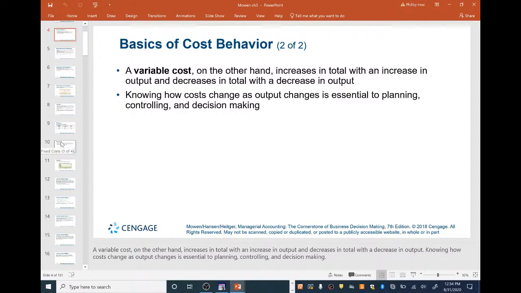Okay, a variable cost, on the other hand, increases in total with an increase in output, and decreases in total with a decrease in output. So once again, variable cost is going to be dependent upon the level of output. Increases when output increases, decreases when it decreases. Knowing how costs change as output changes is going to be essential to planning, controlling, and decision making.